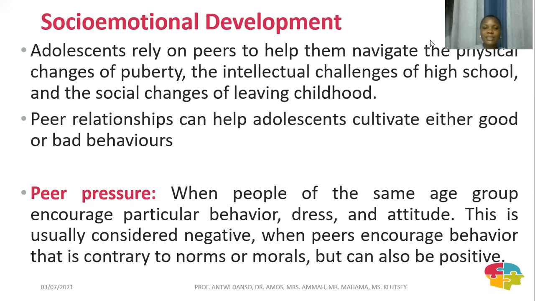Peer relationships can help adolescents cultivate either good or bad behaviors. So it depends on the kind of peers that adolescents keep around this time. If they have bad peers, they are going to influence them negatively. But if they have good peers, they are going to influence them positively. And this is why parents should also monitor the kind of friends or peers that their adolescent children have.